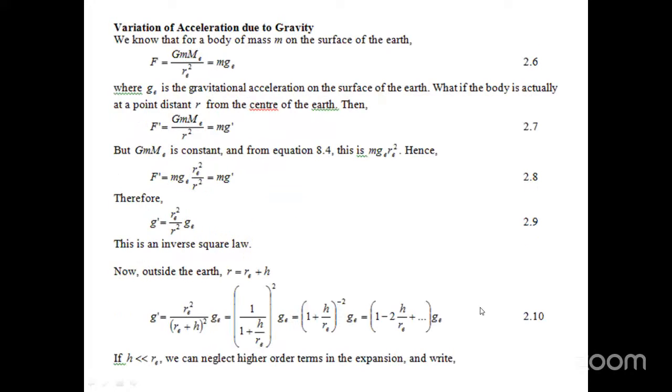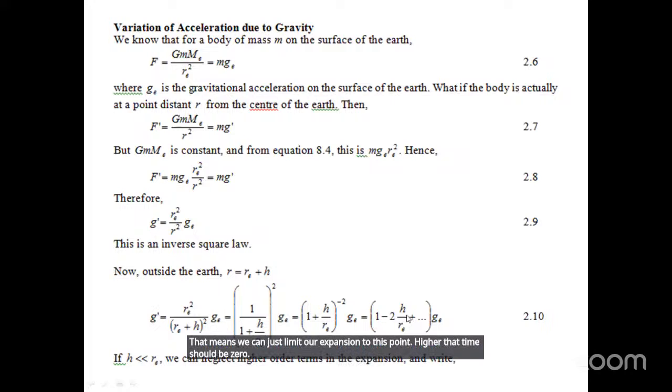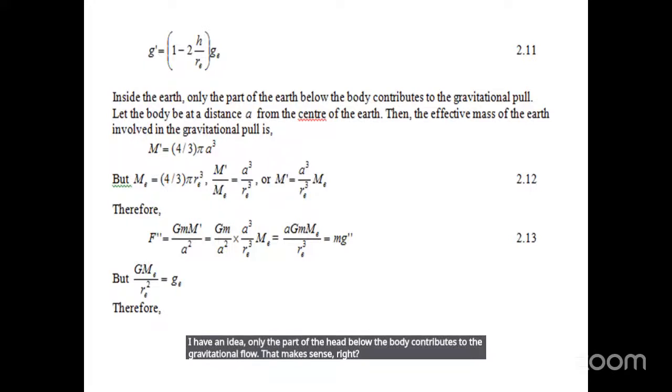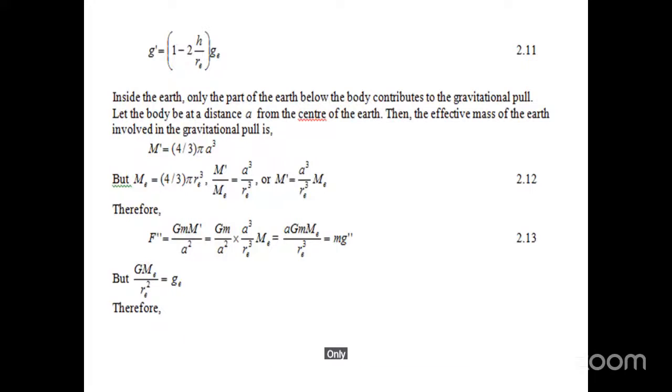That means we can just limit our expansion to this point. Higher order terms will be 0. You are left with only 1 minus 2h over Re, then ge. This is what you have in equation 2.11. However, inside the Earth, only the part of the Earth below the body contributes to the gravitational pull. That makes sense, right? Only the part of the Earth below the body contributes to the gravitational pull.